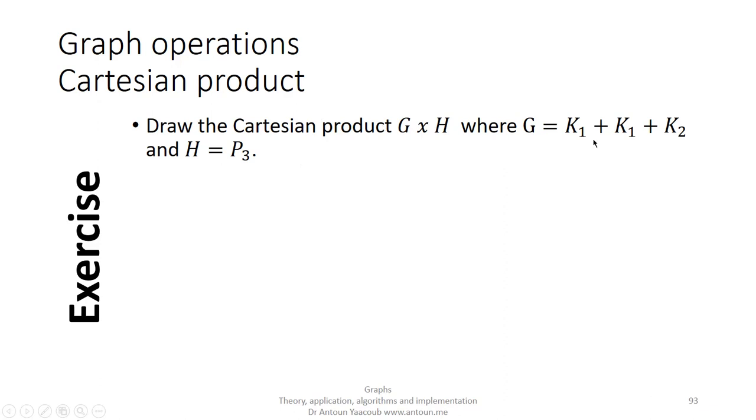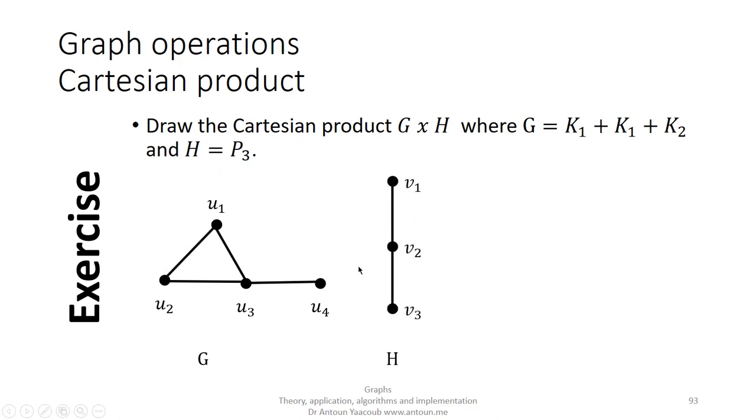So we have here two graphs. G is K1 plus K2, so I'm doing the plus. So this is K1 and then K2, so I will link them with an edge, and then I have K2, so I will link both K1 plus K1 with K2, and then I have P3.